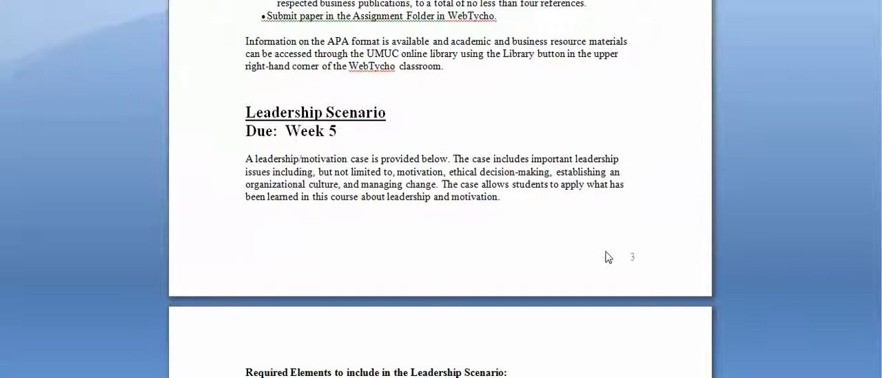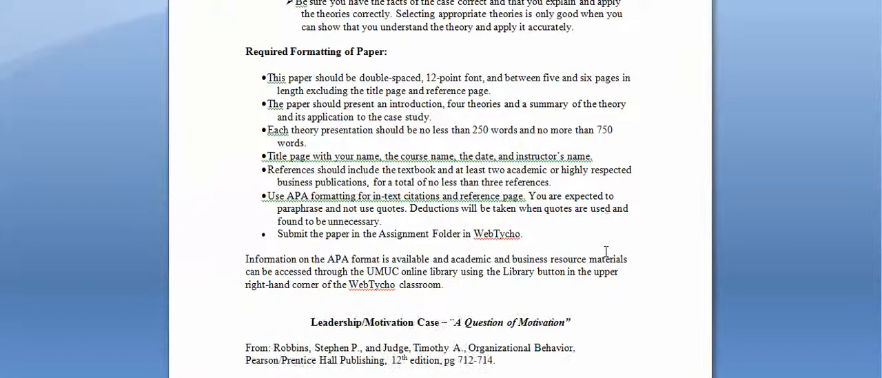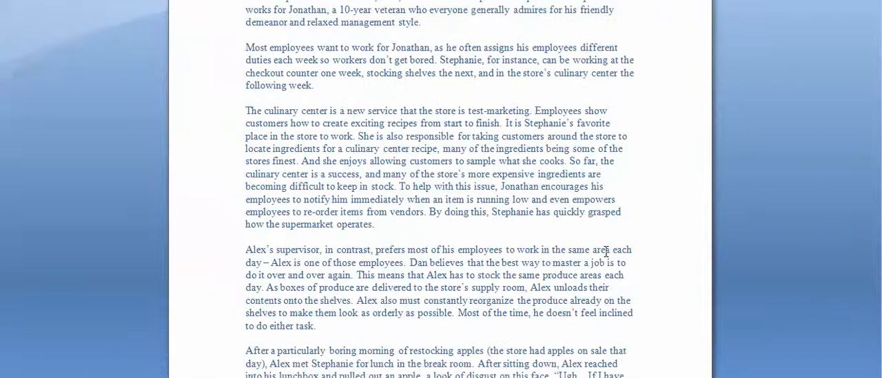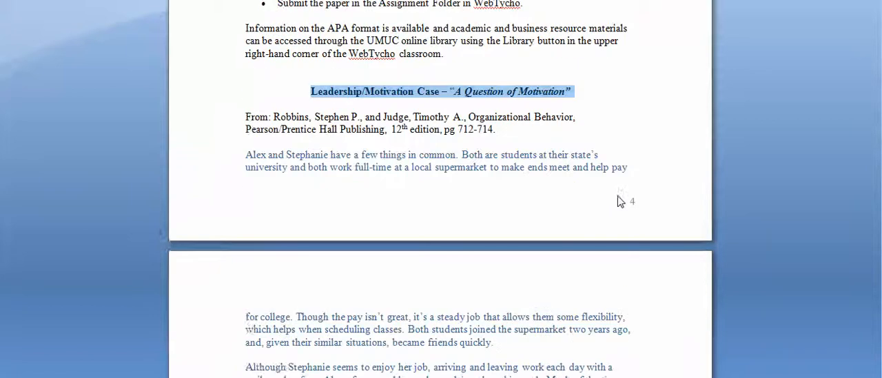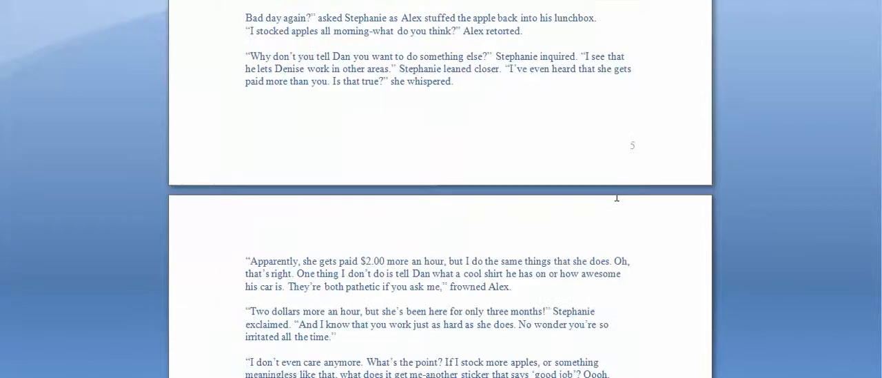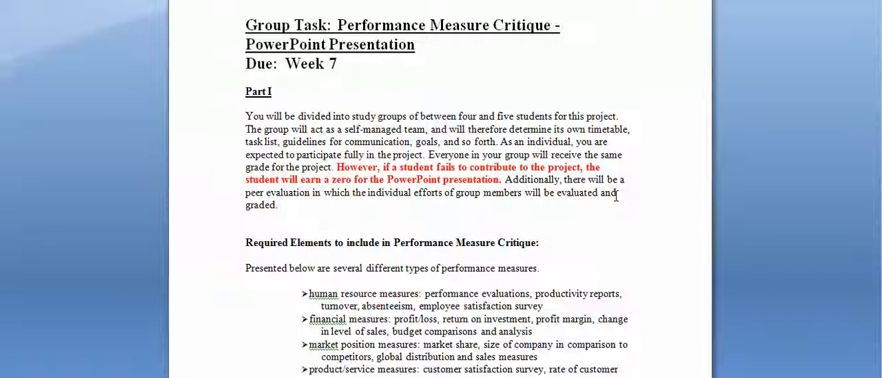The leadership scenario is due in week 5. You'll get more information about that in an additional video that will be posted. One thing to note is that the actual case is found in the syllabus itself, so that's where you'll get it. The group task, which is a performance measure critique PowerPoint presentation, is not due until week 7. However, the groups will be assigned next week.